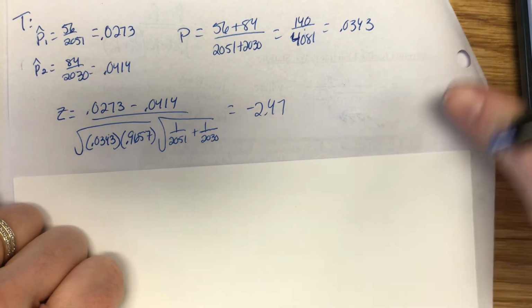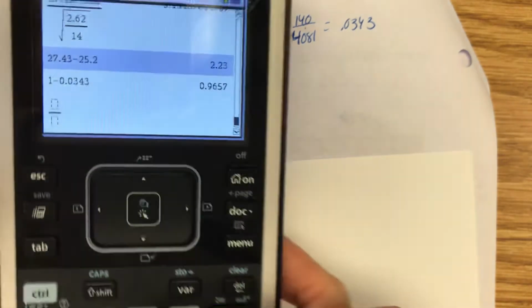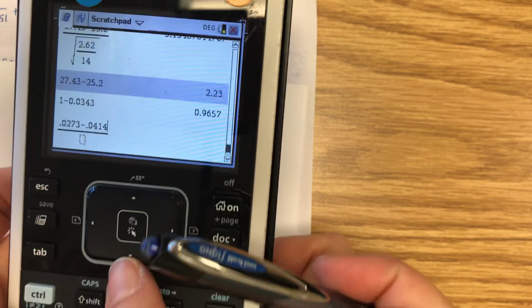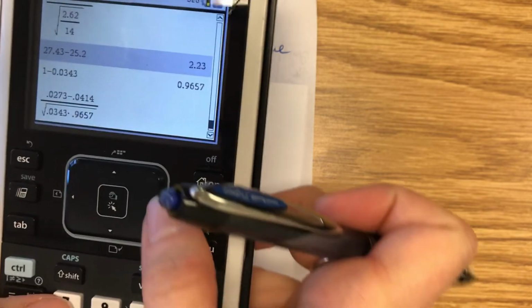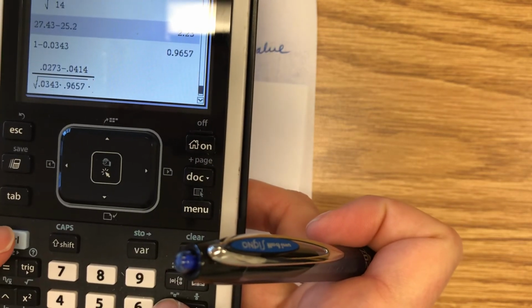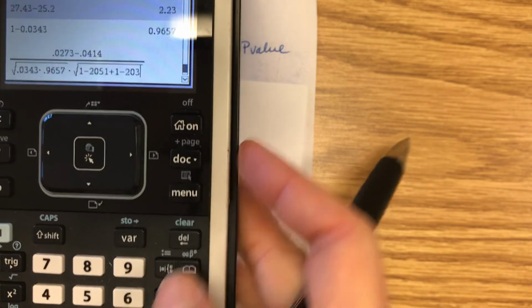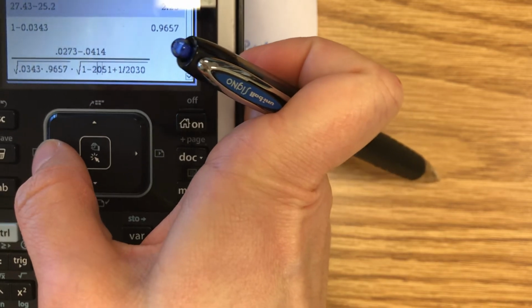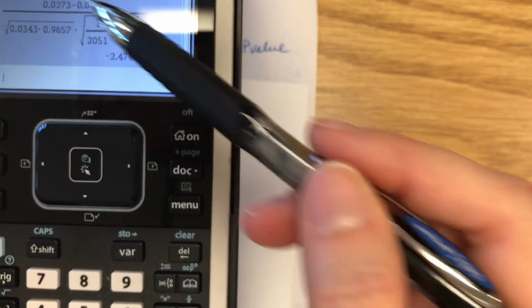All right, let me model that on my calculator. If I do a big square root, I'm going to have up top 0.0273 minus 0.0414. In the bottom, start a square root, 0.0343 times 0.9657. Go to the right, so I'm out of that square root, and I hit times, and then I start a second square root. Do you see how there's 2 square roots in the denominator now? I'm going to have 1 over 2051 plus 1 over 2030. Oops, I hit minus, hang on, over 2030. And I hit a minus back here. Yikes, glad I caught that before I hit enter. All right, boom. When you press enter, it should look exactly like that.